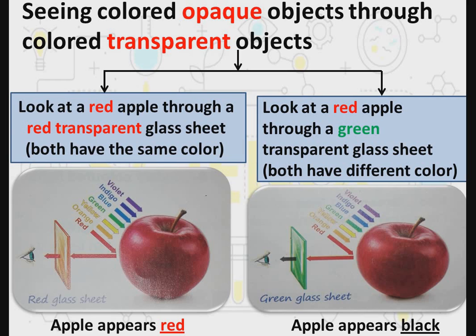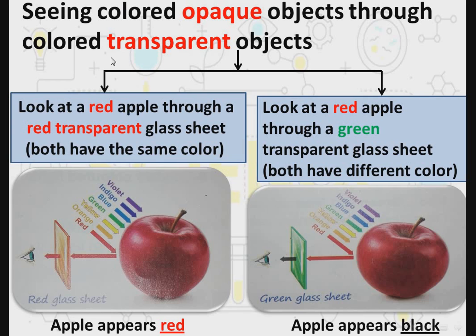red. Because the red apple is opaque, it will absorb all 7 colors and reflect its own color, which is red. And the transparent glass sheet has the same color as the apple, so it will allow the red light to pass through. That's why we see it red.